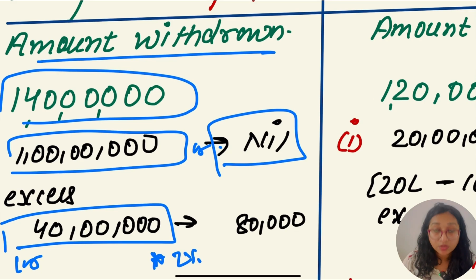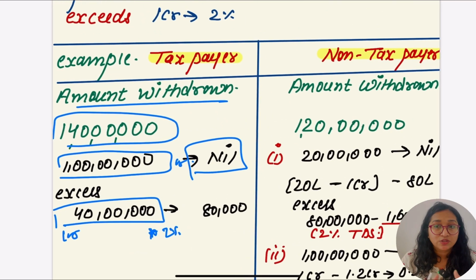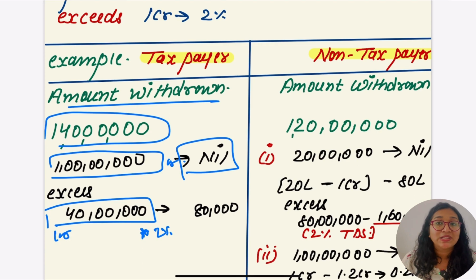So what I told you is the first case. In case of a taxpayer, if the amount exceeds 1 crore, the excess amount is taxable. The rate is going to be 2%. Hope this point was clear to you.